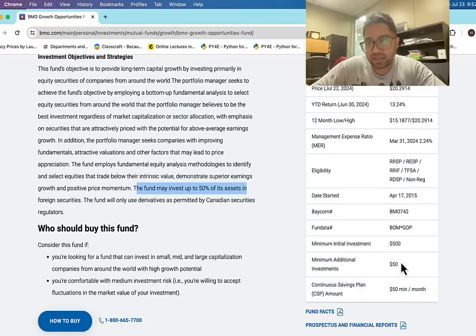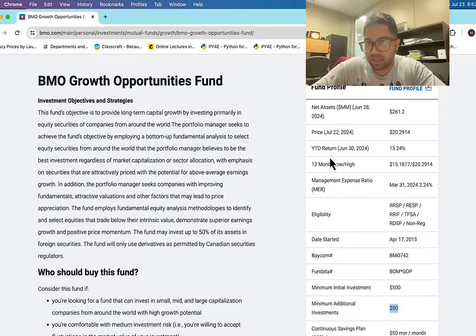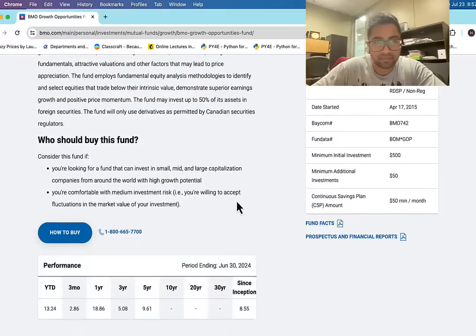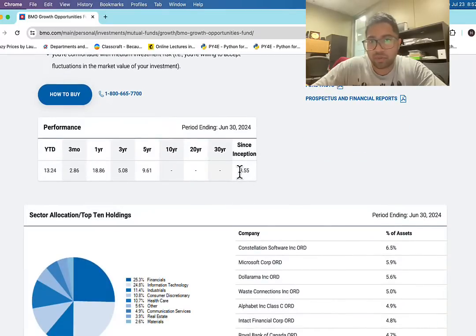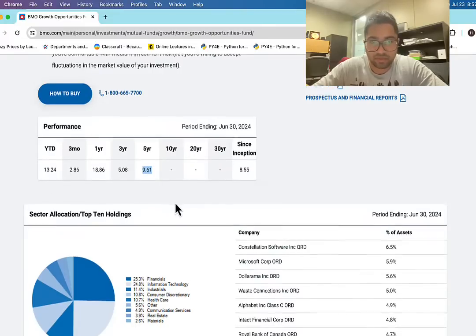Minimum investment is $500. Additional investment is $50. Year to date, it has given 13.24% return. The price is $20.29. The net assets are $261 million. The management expense ratio is 2.24%. Since inception, it has given 8.85% return, so higher than the normal equity fund that we were looking at. Five years return per year is 9.61, and so on.